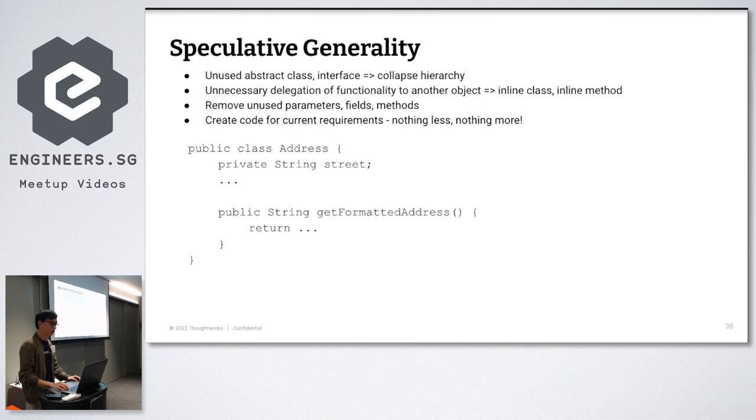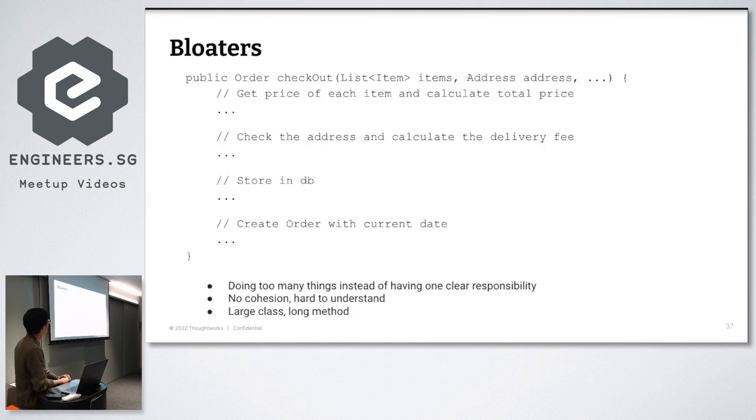Okay, next. This is one of the very common code smells everywhere. Here we have a checkout method and it's doing a lot of things. This violates the clean code principle. It's doing more than one job. Because it's doing so many things, we have to put in comments to understand which section of code is doing what. And there's no clear cohesion. It's very hard to understand why this checkout method is doing so many jobs, like calculating the total price, calculating the delivery fee, storing to the database, and maybe creating some object and returning it.